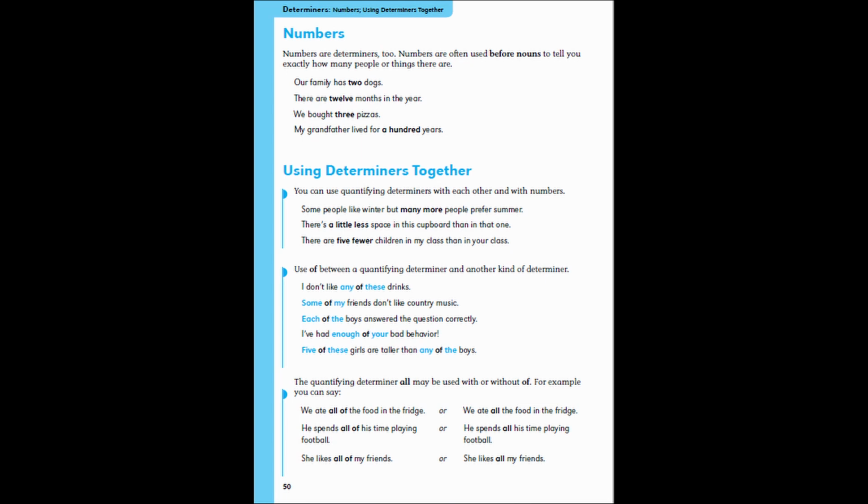The quantifying determiner all may be used with or without of. For example, you can say, we ate all of the food in the fridge, or we ate all the food in the fridge. Both of these sentences are correct. The same goes for the rest of the examples given here. He spent all of his time playing football. He spends all his time playing football. She likes all of my friends. She likes all my friends. Don't say she likes my all friends or she likes my all of friends.